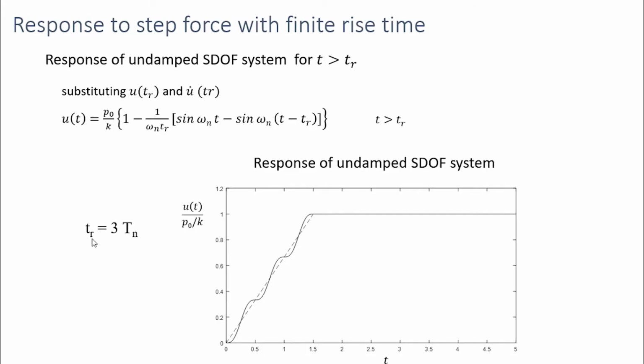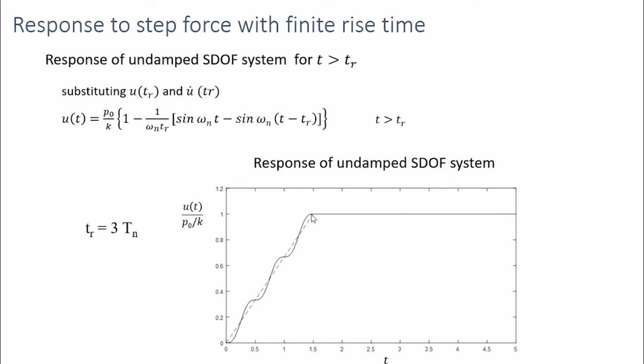So this is when Tr is equal to 3 times the natural period. So Tr is slightly lesser than what we have seen earlier. So here this is the response. During the ramp portion, the system is oscillating, but when t is equal to Tr, here the velocity of this response is 0. How will we know from this curve?